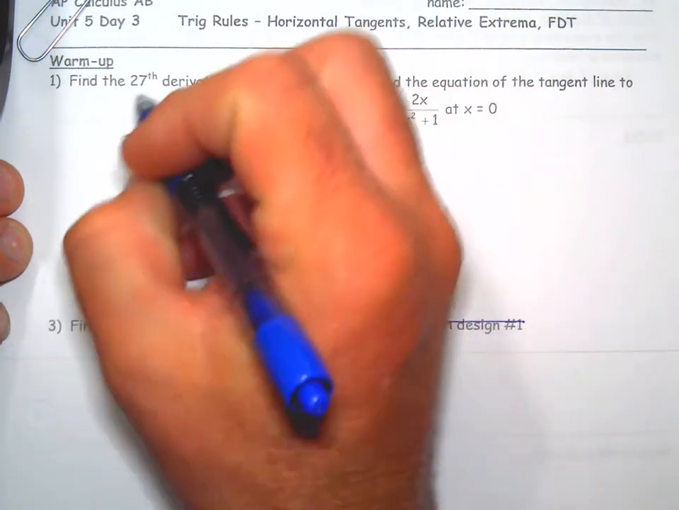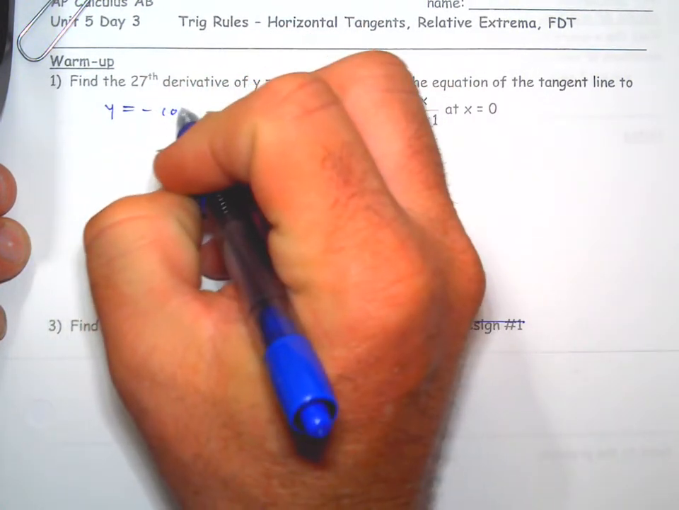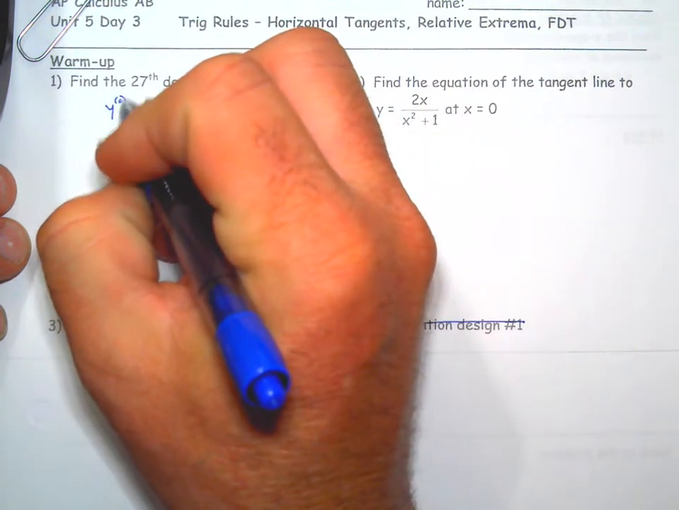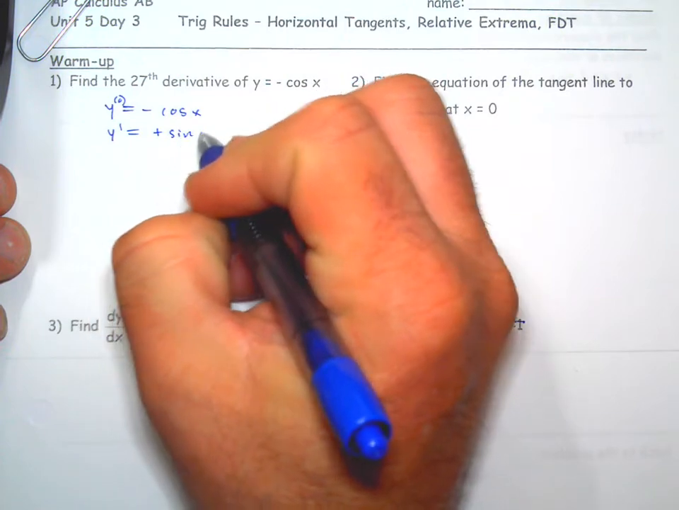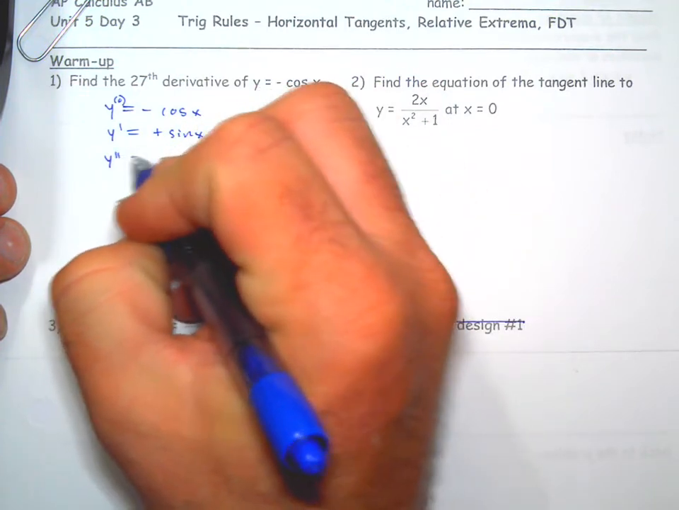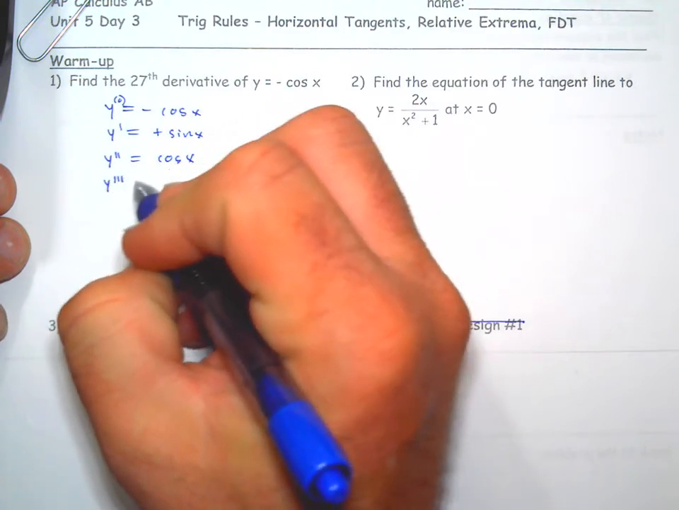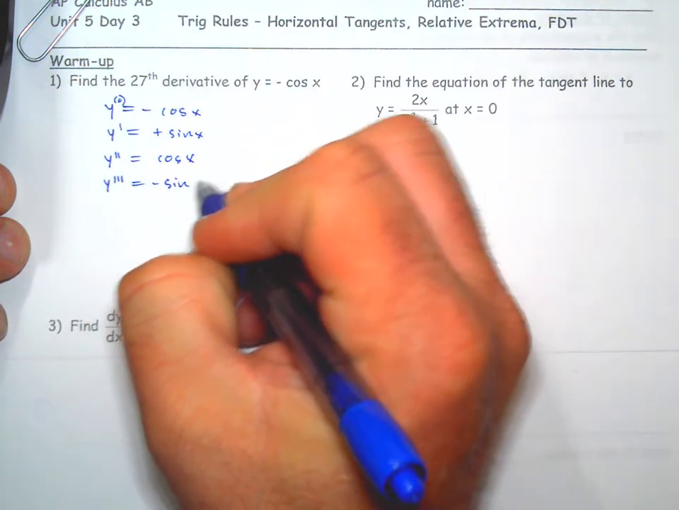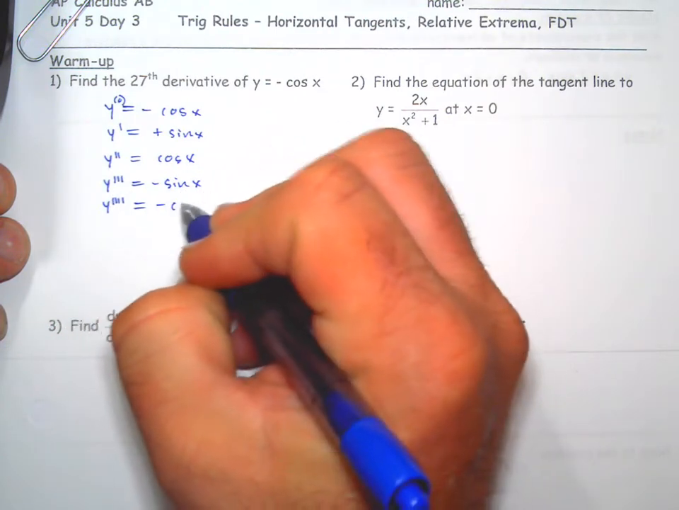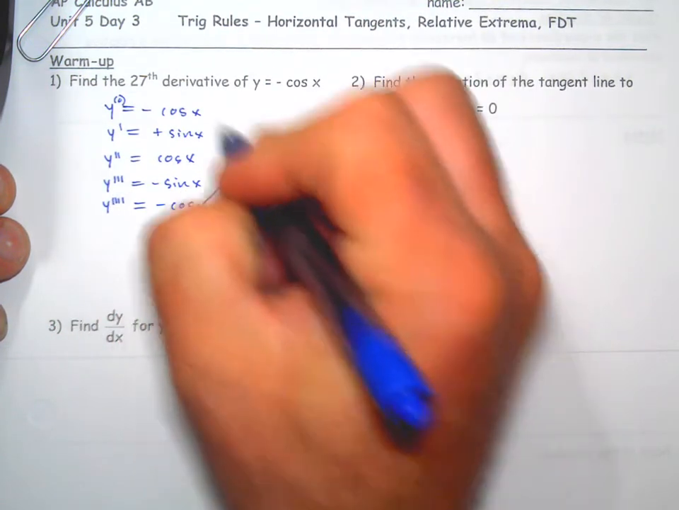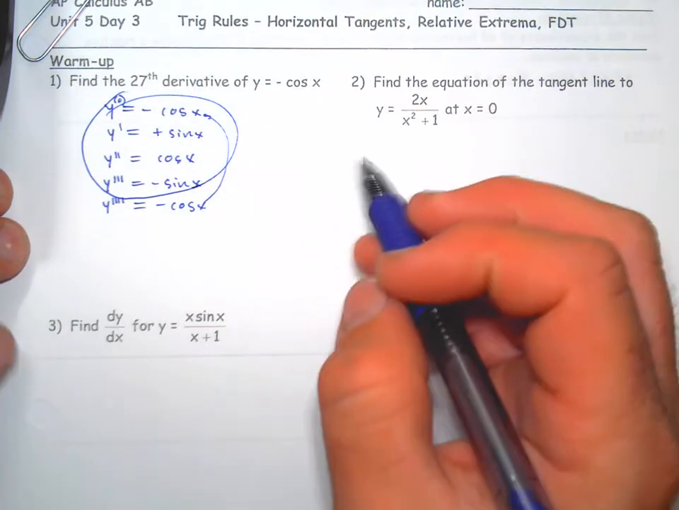For the 27th derivative, we're probably looking for a pattern here. The original one is this, and I'd call that the 0th derivative. First derivative is positive sine. Second derivative is cosine. Third derivative is negative sine. Fourth derivative is negative cosine. Now we're back to where we were. So there's this group of 4 repeating derivatives that are going to keep repeating.